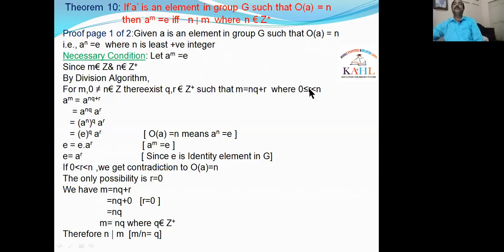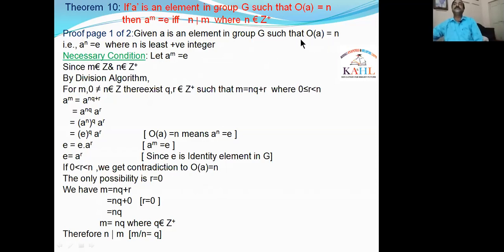Okay, we have both two conditions here: either r is equal to 0 or 0 less than r less than n. In these two cases, which one is right? I am removing this equality and taking that if 0 less than r less than n, students kindly follow the cursor, then we get a contradiction to order of a is equal to n, because here a power r is equal to e and we have a power n is equal to e.